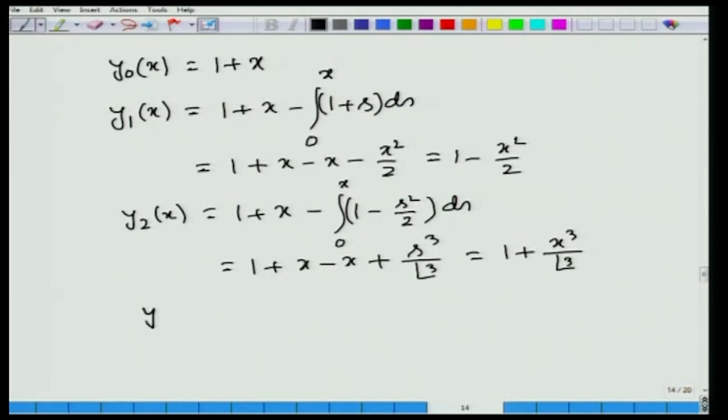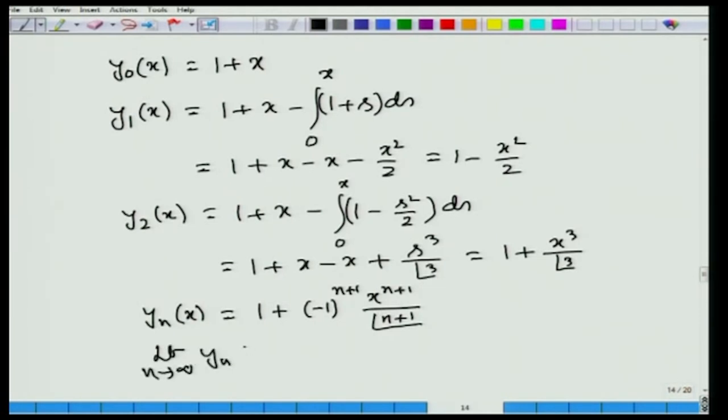So, in this case, in the nth term yn(x), you will have an additional term (-1)^(n+1) x^(n+1)/(n+1)!. Of course, for any real x, this term goes to 0, and ultimately you will have the limit as n tends to infinity of yn(x) equal to 1, which is the same solution as we obtained by assuming y0(x) = 1. So, sometimes a clever choice for y0(x) gives a little bit easier way to get the solution, but of course, you do not need to bother about whether we choose f(x) or 1 + x.